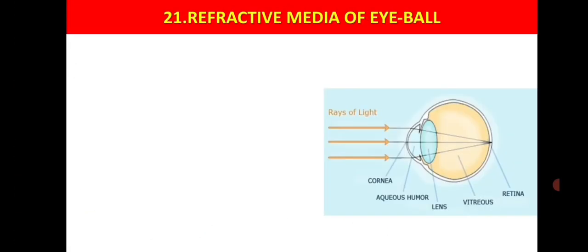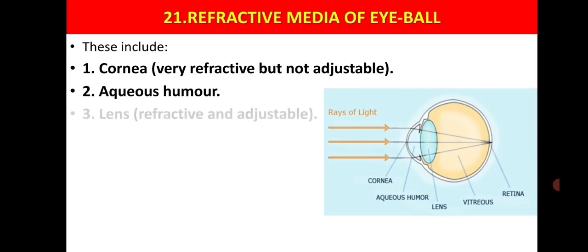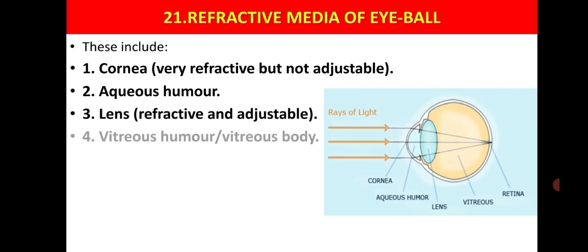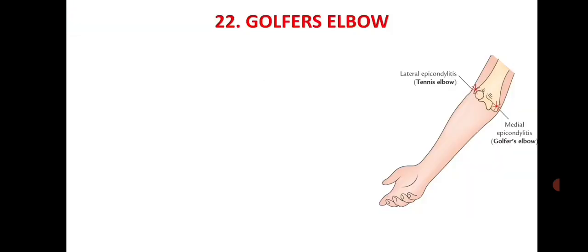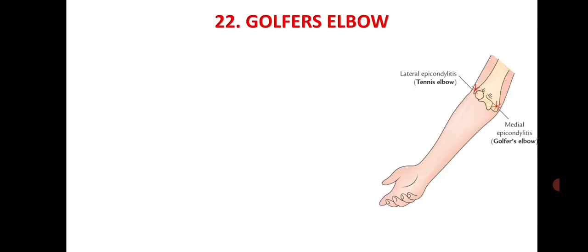The next question is about the refractive media of the eyeball. The refractive media of the eyeball include, number 1, the cornea, number 2, the aqueous humor, then the lens, then the vitreous humor. So these are the parts of the refractive media: the cornea, aqueous humor, lens, and vitreous body. So these are the eyeball refractive media.